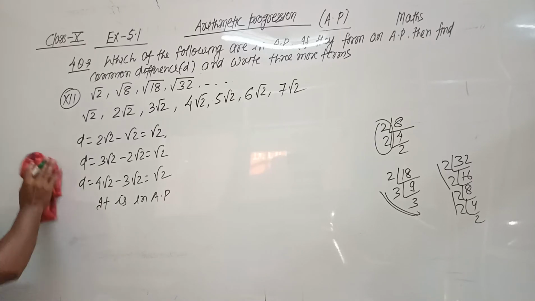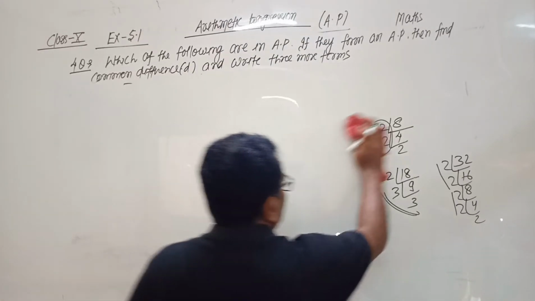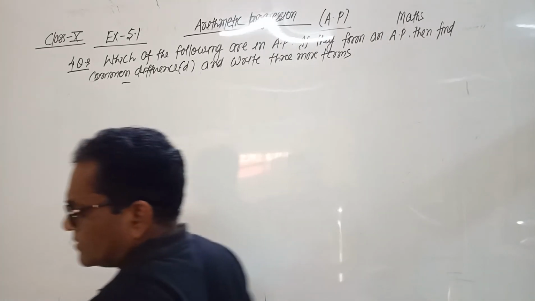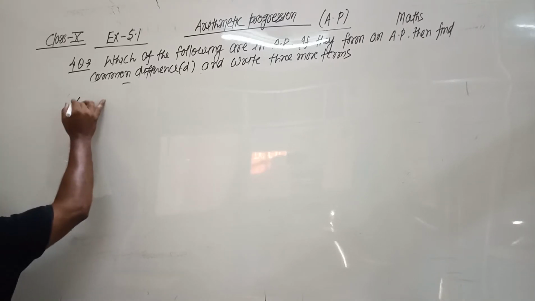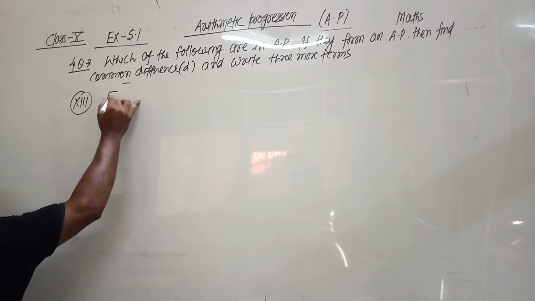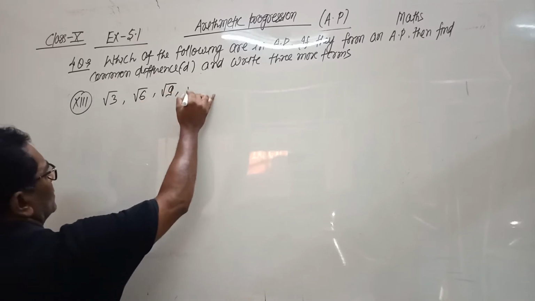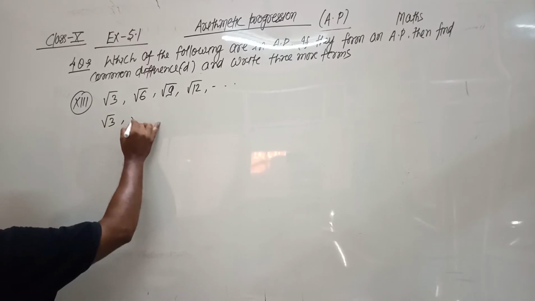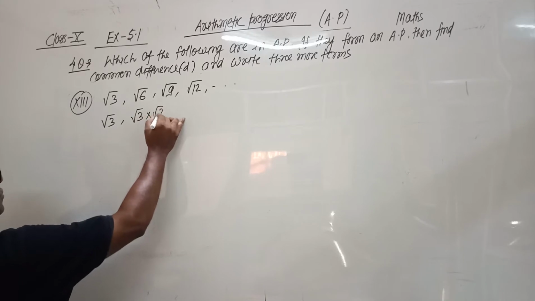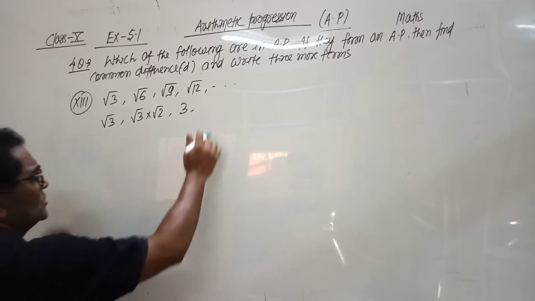Now, part 13. Root 3, root 6, root 9, root 12. So root 3, root 6 is written as root 3 into root 2. Root 9 is written as 3. Root 12 is written as 2 root 3.